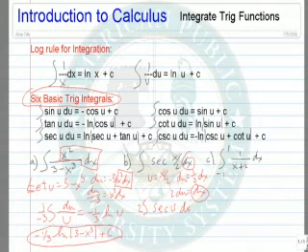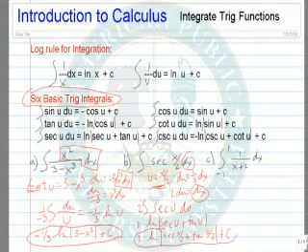Now the integral of secant of u we have from above will be 2 times the natural log of secant of u plus the tangent of u. Now we replace the u's with x over 2. We have the secant of x over 2 plus tangent of x over 2 plus c. It's really important that we memorize all 6 of these integral formulas.